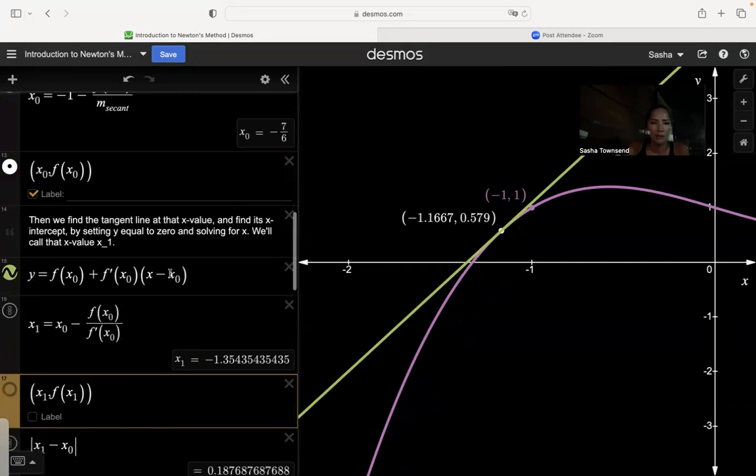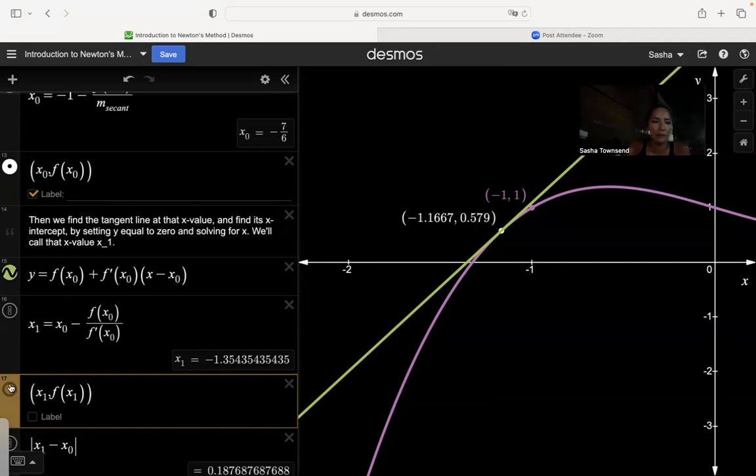On the equation of the tangent line, I set y equal to 0. I subtract f of x naught from both sides, I divide by f prime of x naught, and then I add x naught to both sides. So my new x approximation is the x value from the last approximation, minus the function value divided by the slope. And so I get that.